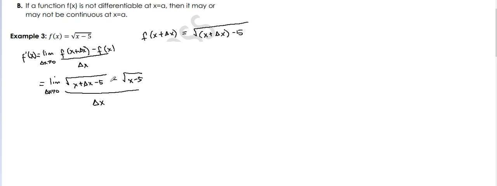Mapapansin natin dito na we have a radical number. Okay? So we have here a radical sign. So para ma-simplify ito, kailangan natin i-multiply itong ating pong expression by its conjugate pair. So, ano nga ba yung conjugate pair? Okay, so ginagawa lang po natin ito.